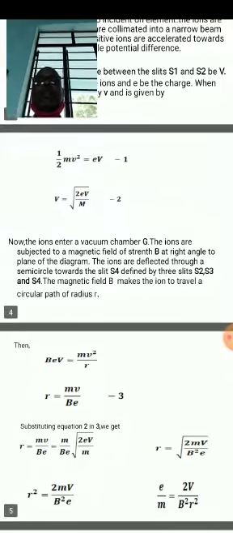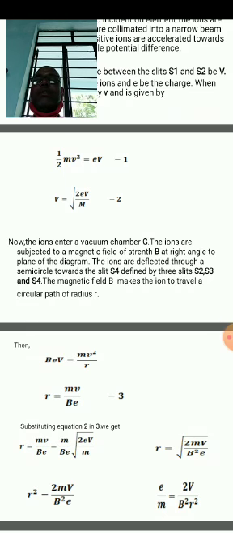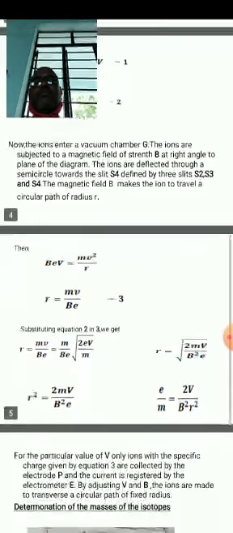Then BeV is equal to mv square by R. Here BeV gives the force experienced by the ions in the magnetic field, and mv square by R is the so-called centripetal force on the ions which move in the circular path. Then R is equal to mv by Be. This is equation number 3.